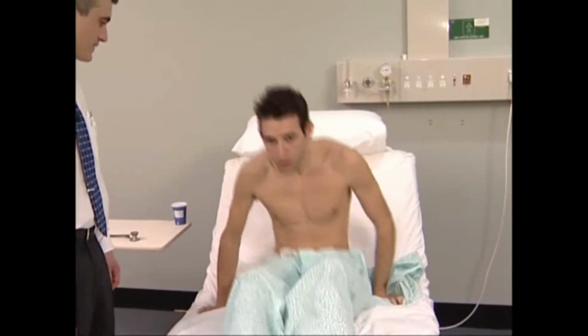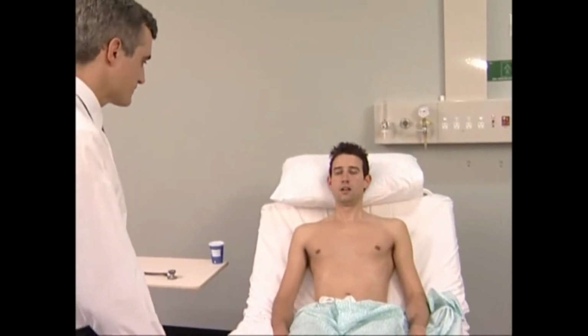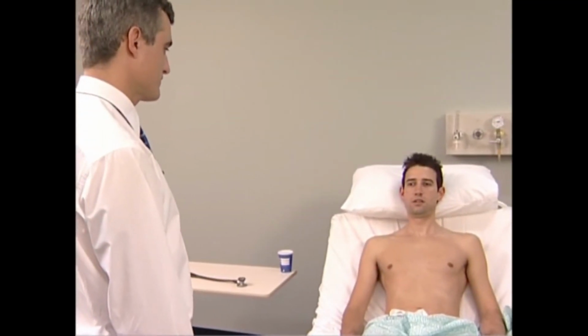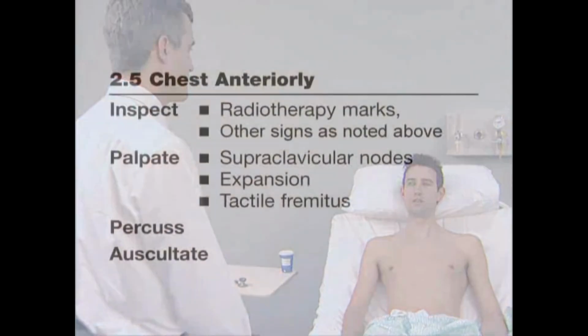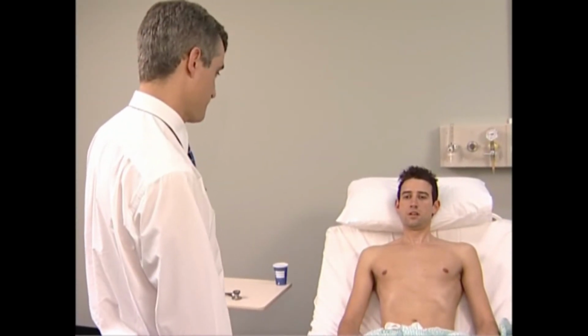The examiner moves around to the front of the chest and stands back to make a general inspection for scars and for the small tattoos used as markers for radiotherapy fields. The skin may appear erythematous if the area has received a course of radiotherapy. The supraclavicular nodes are examined here, and this has not been done from behind. Expansion of the upper chest is best assessed by inspection.